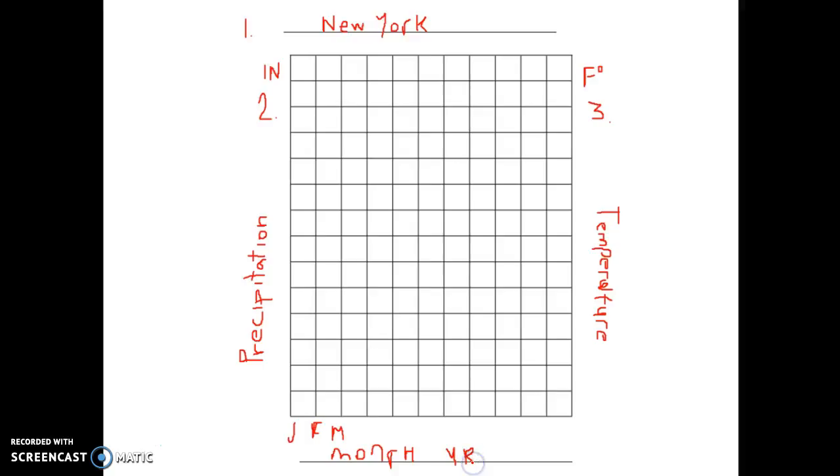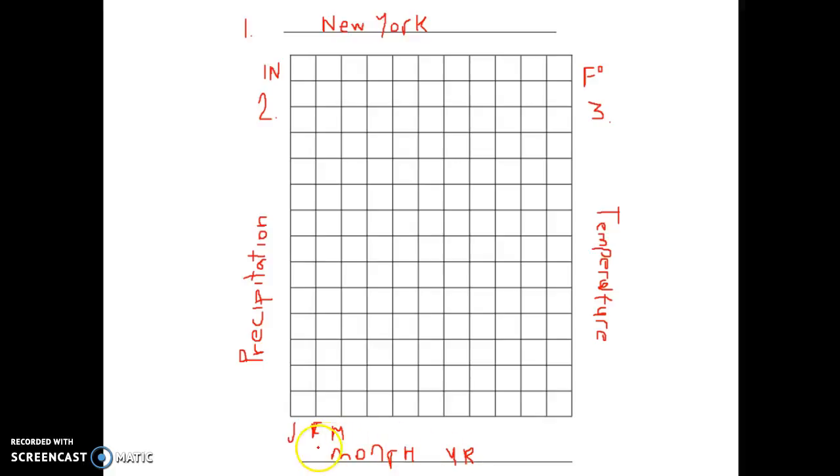Now, at the top of your worksheet, you'll notice that there are two charts. One chart is the average temperature, and the other one is the average rainfall. So we're going to start with the average rainfall first. When we're doing precipitation on a climate graph, we graph it as a bar graph.